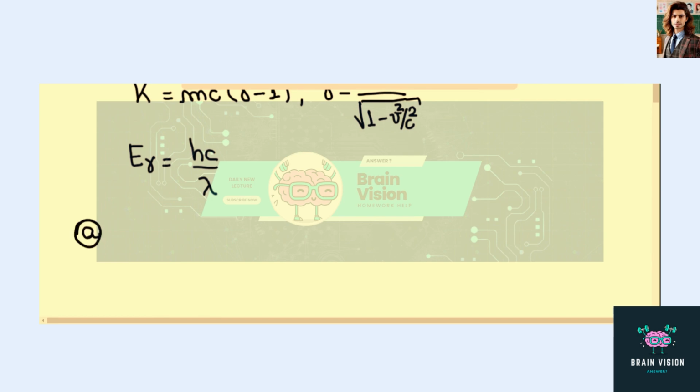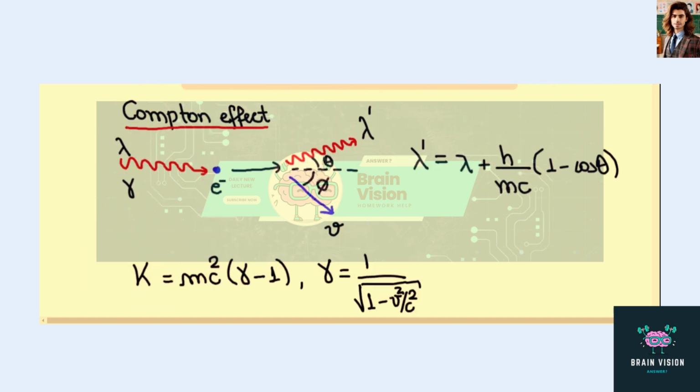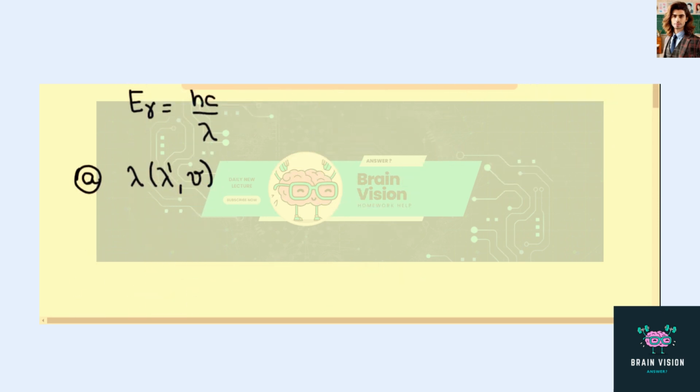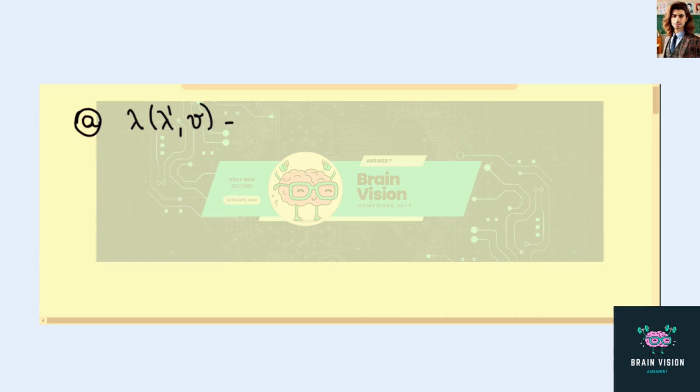In question A, we have to find an expression for lambda as a function of lambda prime and v, given the situation in this drawing. We can do that by applying conservation of energy. The initial energy of the system is hc divided by lambda. There's also the rest energy of the electron, but I'm not going to worry about that because it appears on both sides of the equation, so it just cancels out.